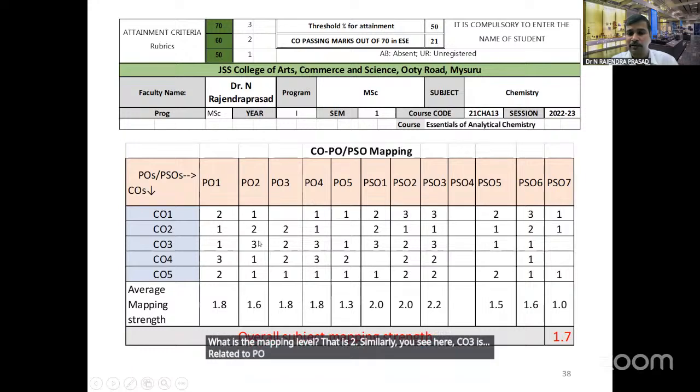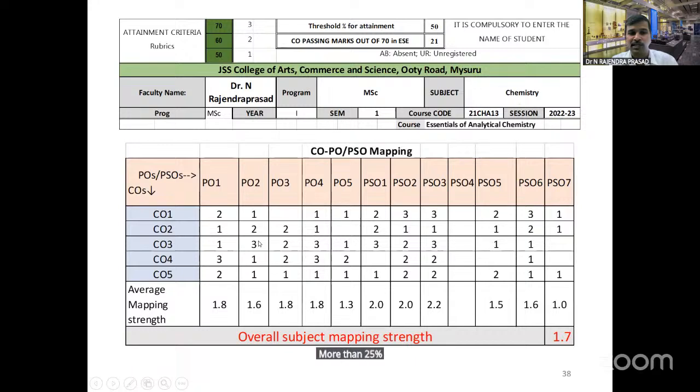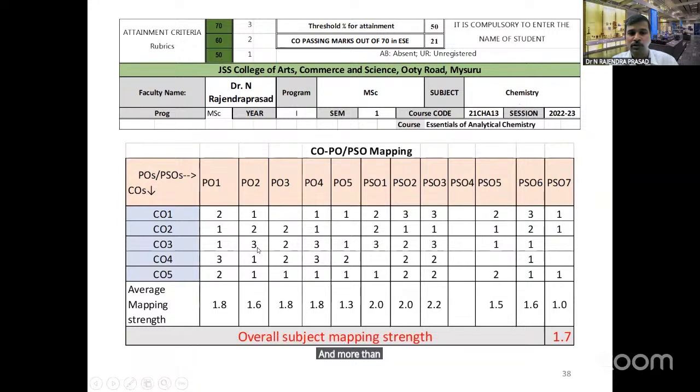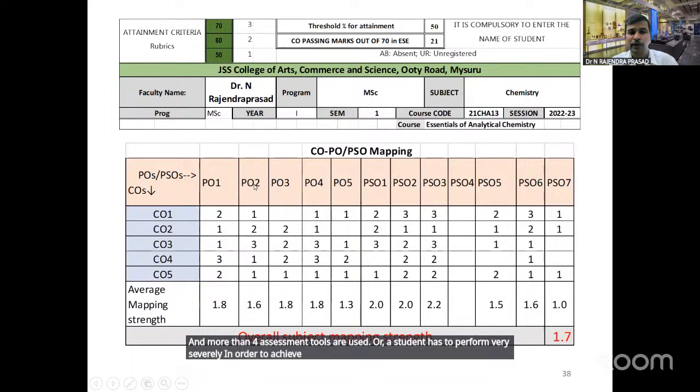Mapping level is 3. More than 25% of the contact hours is dedicated to teach the content related to CO3, and more than 4 assessment tools are used, or a student has to perform very strongly in order to achieve this CO3 related to PO2. That's what the mapping level 3 is. So like this you can do.